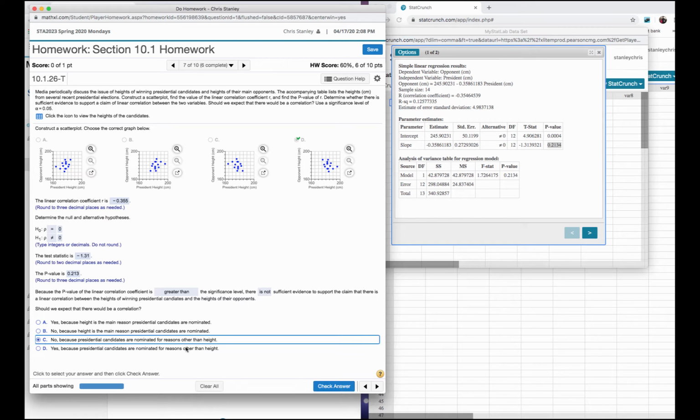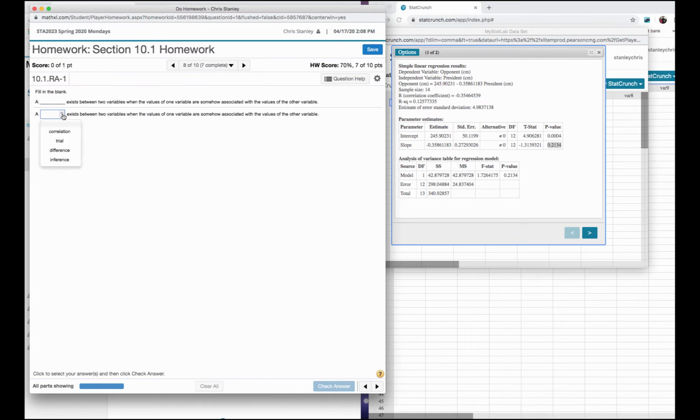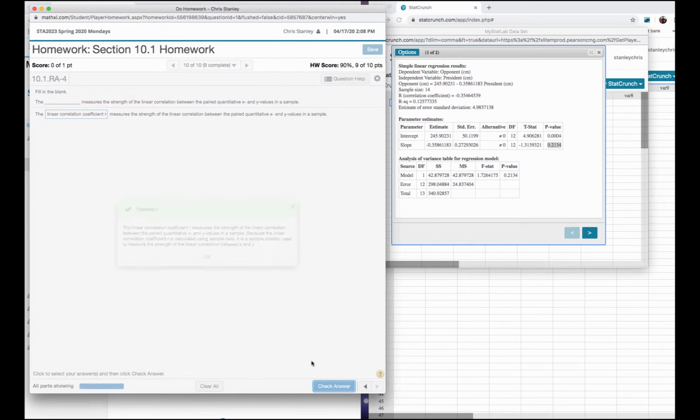I'm going to go with this one. Just sounded right. Okay, there exists a correlation if somehow they're related to each other. Okay, you always want to do a scatter plot to look visually. That should always be your first step. Oh, there's more. Okay, the linear correlation coefficient measures the strength.